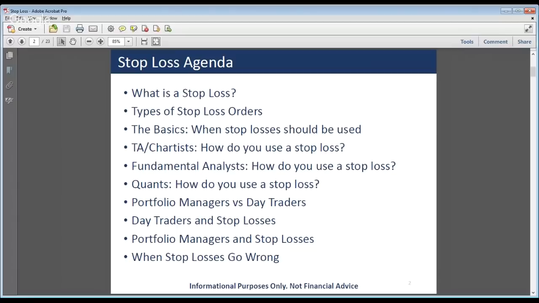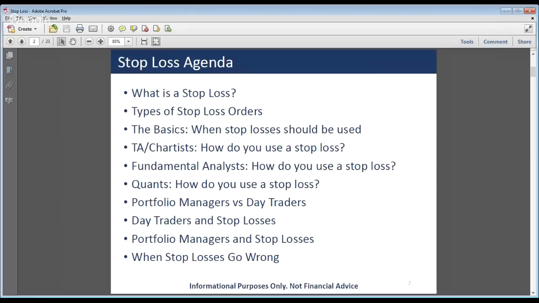Then the reality is there are many different types of investment styles. Many of you are probably technicians. However, there are fundamental analysts and quants as well. We all use stop losses differently, and we all have different parameters to determine when we want to use stop losses. So how do different styles of investment utilize stop losses? And there's also a very big distinction between portfolio managers and day traders and how they utilize stop losses. So first we're going to define the difference between the two, and then dive into when each uses stop losses and how they actually use them.